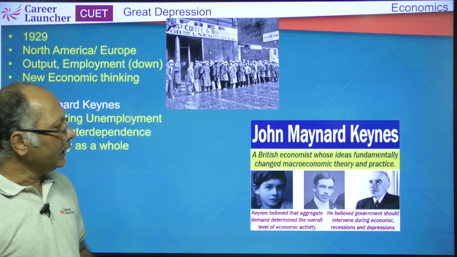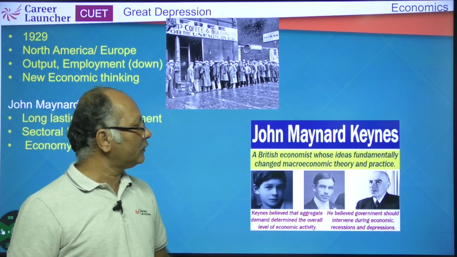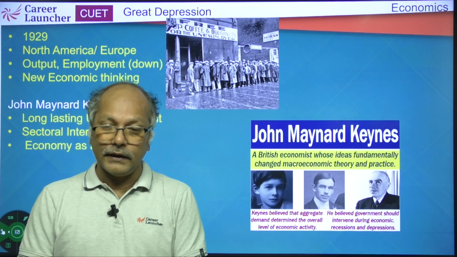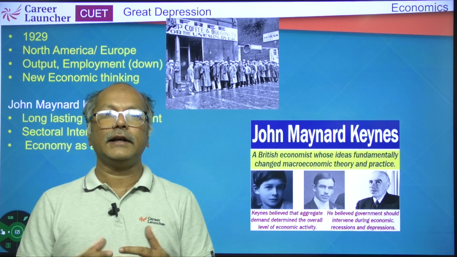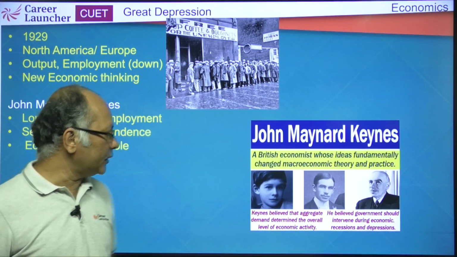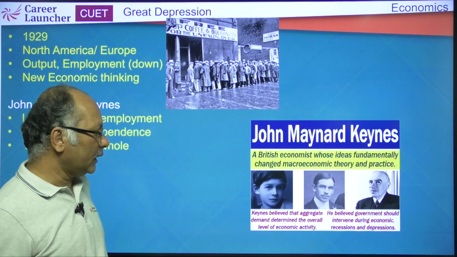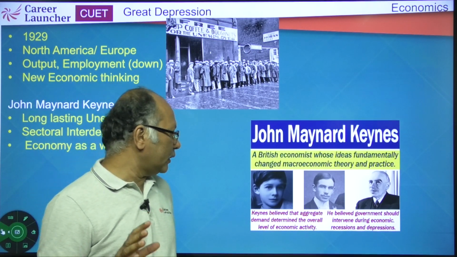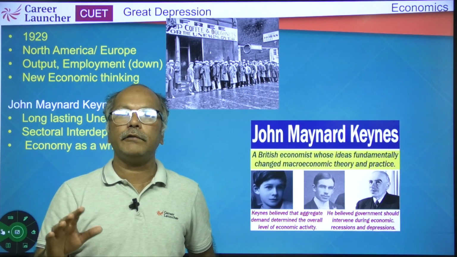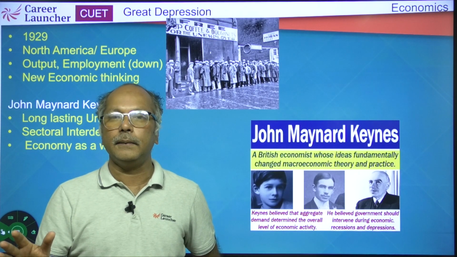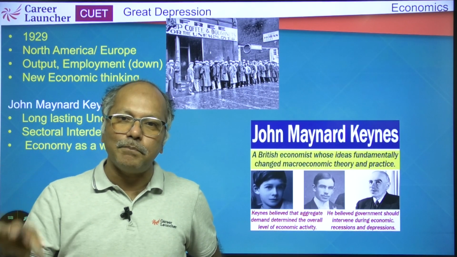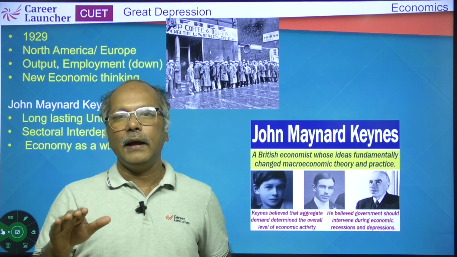John Maynard Keynes, he is a British economist whose ideas fundamentally changed macroeconomic practice, and he is also credited with some suggestions, some consulting that he gave to the governments in order that these governments could come out of the Great Depression. So he believed that, right, aggregate demand determined the overall level of economy, and he also believed that government must intervene. तब तक government का intervention की बात कभी हुआ नहीं है, right? So the study of how governments can impact the economy was not done or was almost ignored.